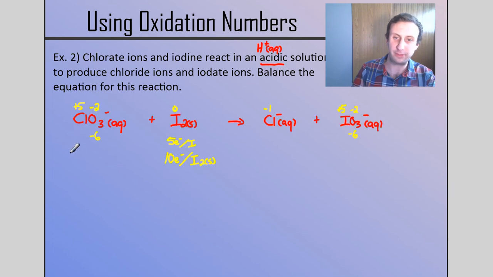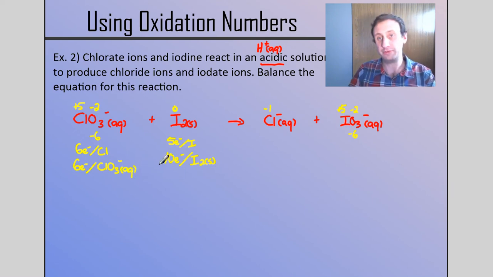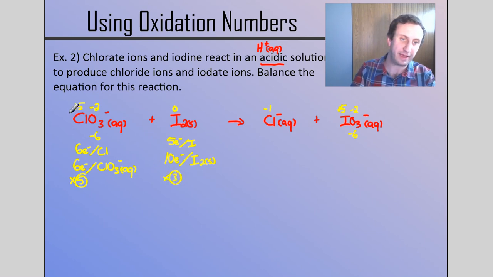And then for ClO3 minus, I go from +5 to -1. So I have 6 electrons per Cl is the change, right? 5 to -1, which means that I have 6 electrons per ClO3 minus, because again, I have just one chlorine in the chlorate. So what's the lowest common multiple between 6 and 10? Well, that's going to be 30. So I need 5 of these, and I need 3 of these. So I'm going to have 5 ClO3 minus, and I'm going to have 3 I2s.